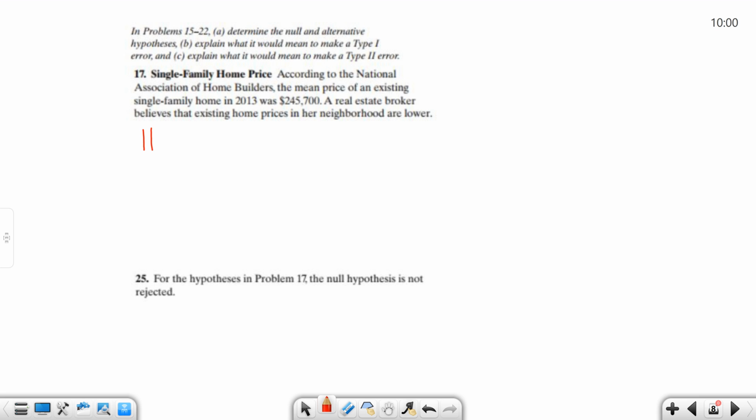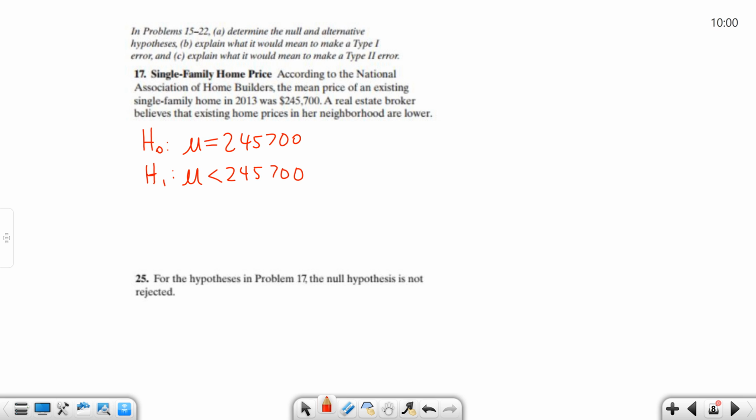Well, my H0 is going to be that mu, not equals. The equals will be on the next part. This is a colon. All right, so mu equals 245,700. Okay? Then H1, mu is less than. Why did I put less than? Because she believes hers are lower in her neighborhood, right? So mu is less than 245,700. That's the two hypotheses. That's part A. Determine the null and alternative hypotheses. H0, H1. There they are.